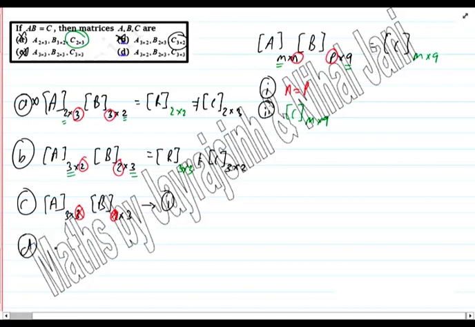Now let's see D. D has order of A is 3 cross 2 and B having order 2 cross 3. So yes, it satisfies the first condition and the resultant should have order of 3 cross 3. Now let's check the order of C. So yes, C has order of 3 cross 3. So option D satisfies both the conditions. So we can say the correct option is D. Ta-da!